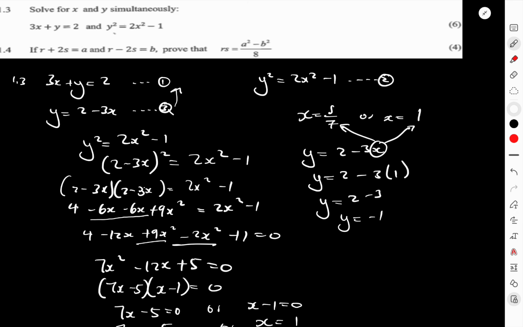Then now, we're going to use the very same method, but whenever I see x, I have to substitute this 5 over 7. We're going to have y equals 2 minus 3, and wherever I see x, substitute 5 over 7. Therefore, y equals, let us use a calculator. What is 2 minus 3, open bracket, 5 over 7? The value of y becomes negative 1 over 7. Now we have gotten our values of x and y simultaneously.